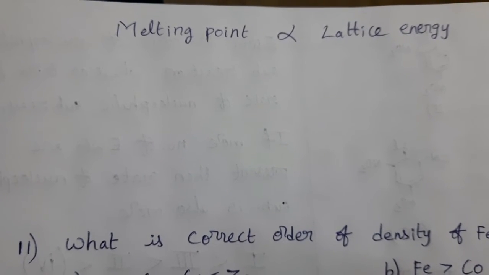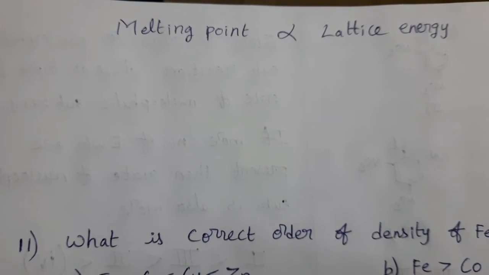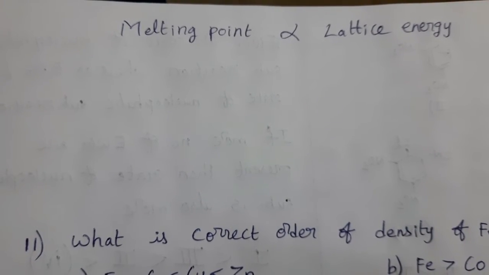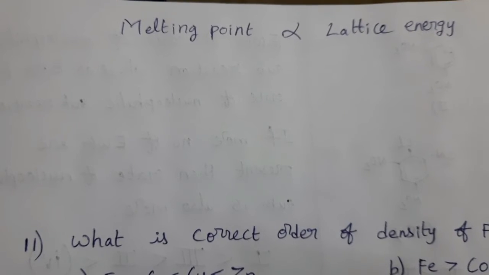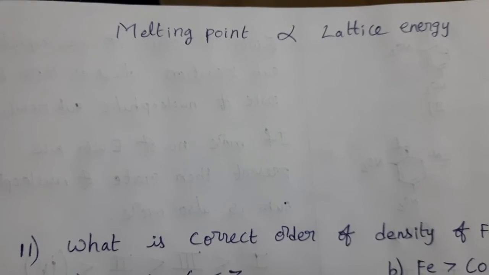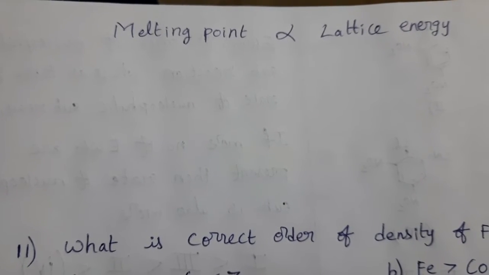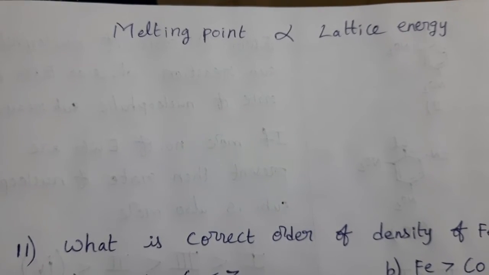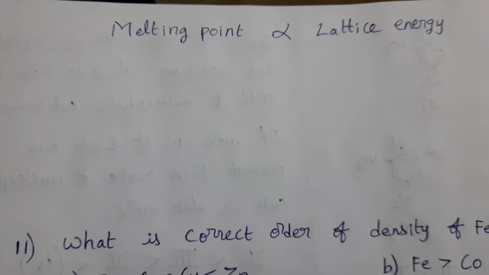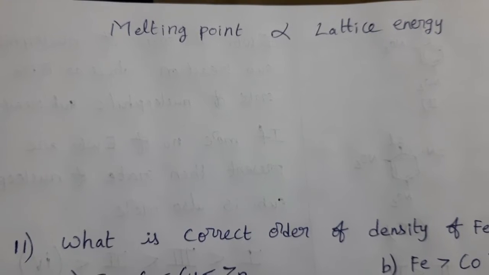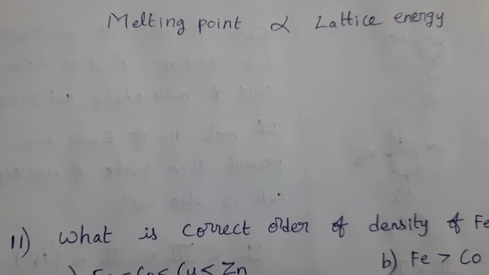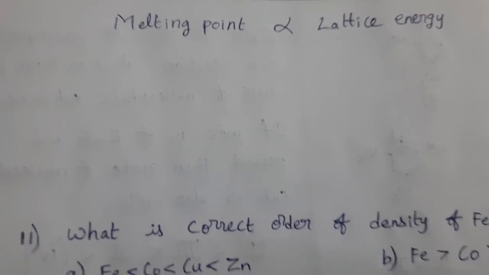For a particular compound, more energy is required for breaking, that is, lattice energy is more, then melting point is also more. What is the meaning of lattice energy more? Lattice energy more means strong attractive forces are present between cation and anion. That's why to break those forces, more energy is required. So because of this lattice energy, melting point is also more.